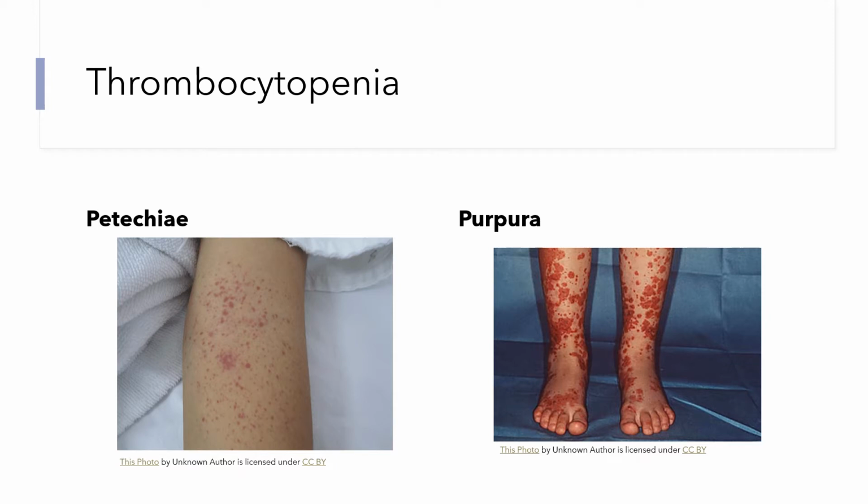In this example on this page, you can see the difference between petechiae and purpura. On the left side is the petechiae, those little pinpoint reddish-brown dots on the arm. And on the right side is the purpura, which are the petechiae that are more in cluster forms. They're in these red blotches, and they're on the legs.